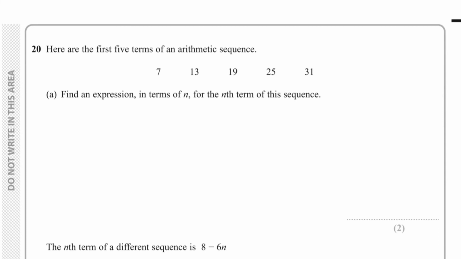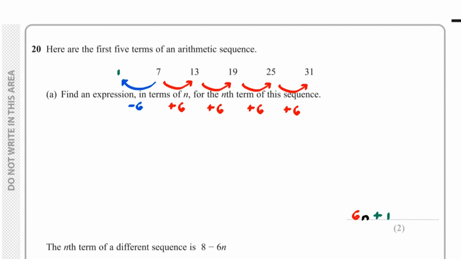Question number 20. Here are the first 5 terms of an arithmetic sequence: 7, 13, 19, 25 and 31. We have to find an expression in terms of n for the nth term of this sequence. Well, the difference between each term you can see is plus 6. So we have a 6n, and to find out the 0th term, well, I need to subtract 6 from 7 to get 1. So we have 6n plus 1.